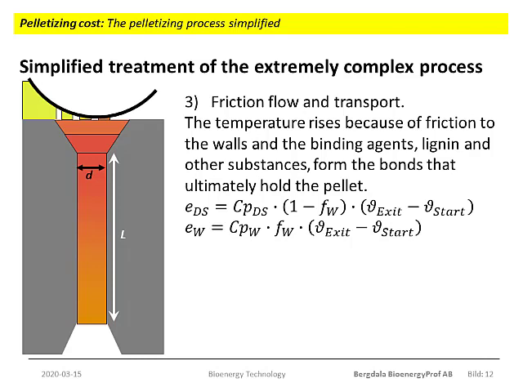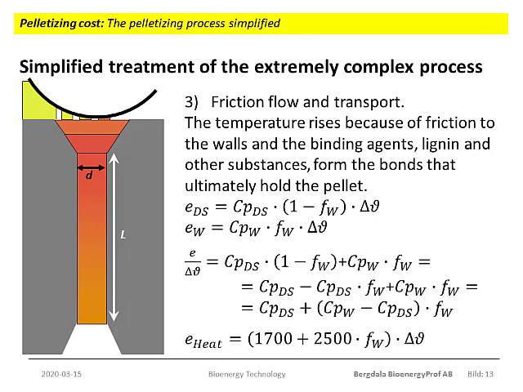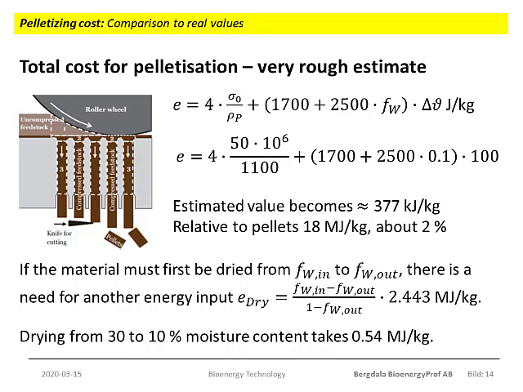The moisture content, F sub W, shall be given on a wet basis, and the two values shall be added together. Let's manipulate the first part of the equations a little bit before choosing values. For water, we used a rounded value of 4,200 joules per kilo and degree. Organic materials like wood will typically have CP values of about 1,500 to 2,000 joules per kilo and degree. So let us pick 1,700. We now have the roughest equation for the total energy demand to produce pellets.